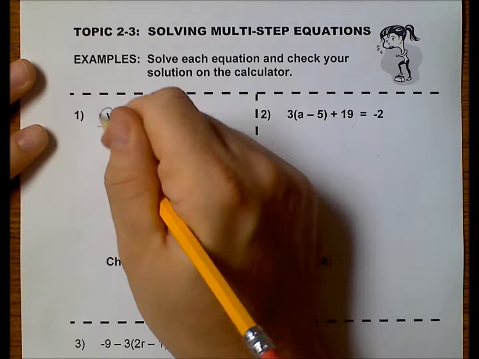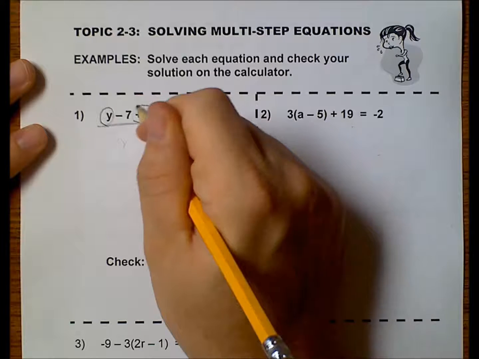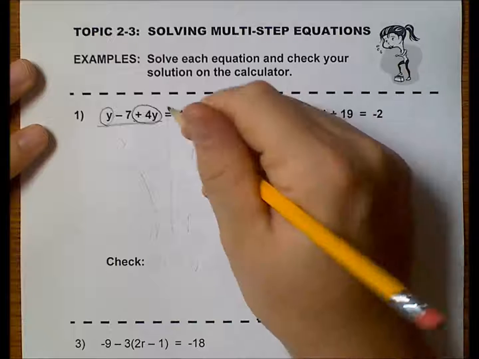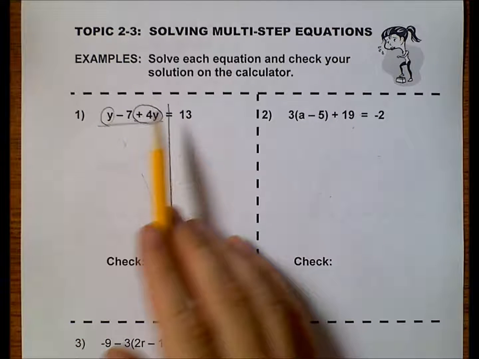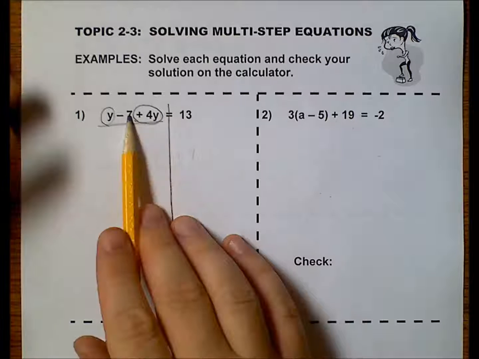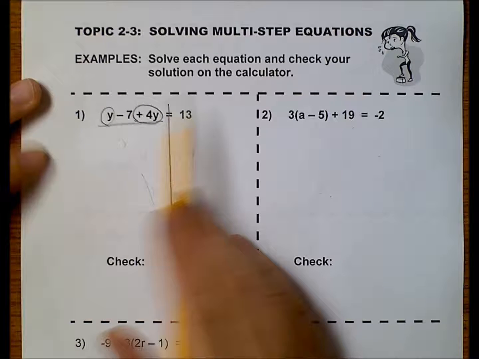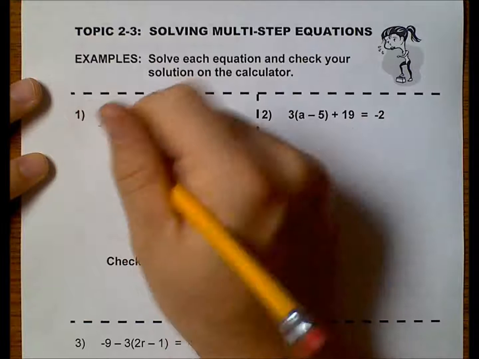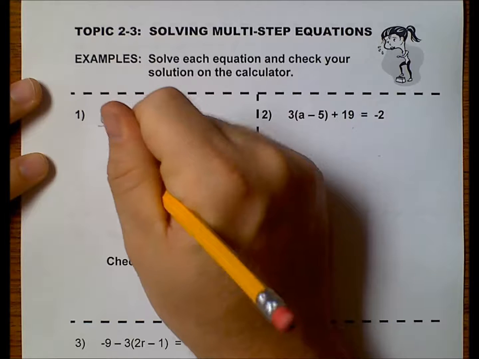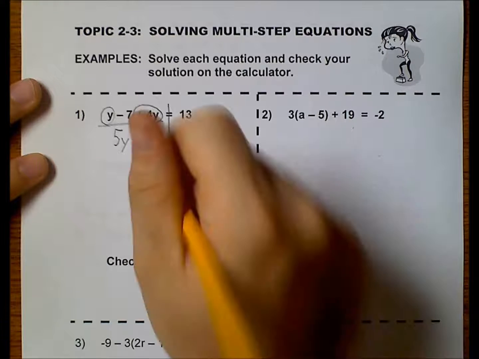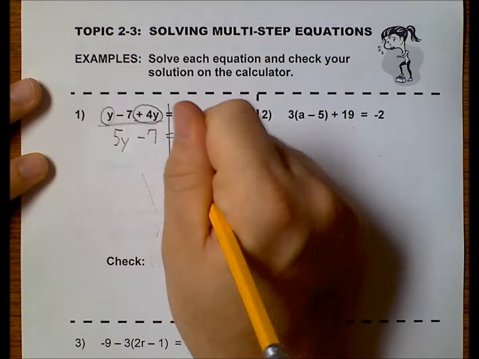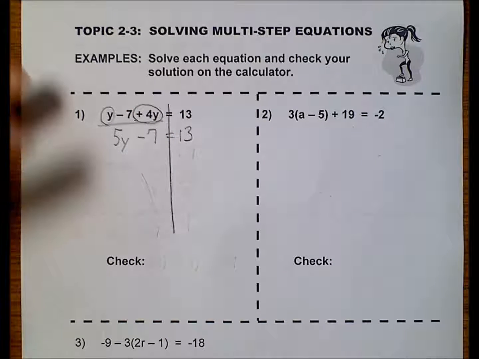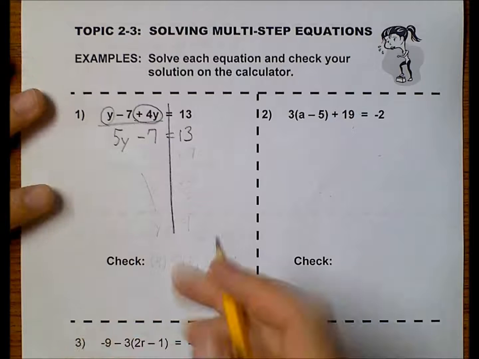So I have y plus 4y. I circled these because they're similar. The y's are both the same. This 7 doesn't have a y. So y plus 4y, well, that would give me 5y minus 7 equals 13. Now this is a two-step problem, just like we were dealing with in topic 2-2.